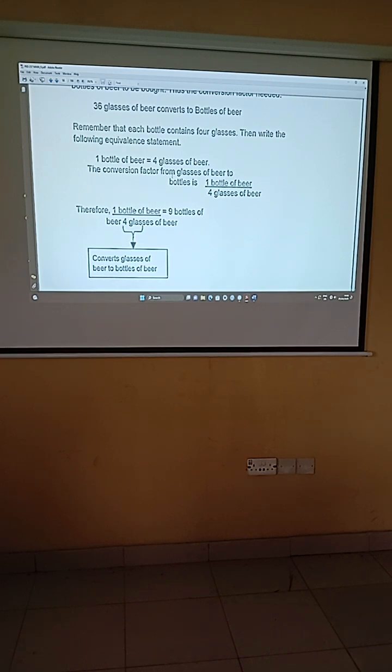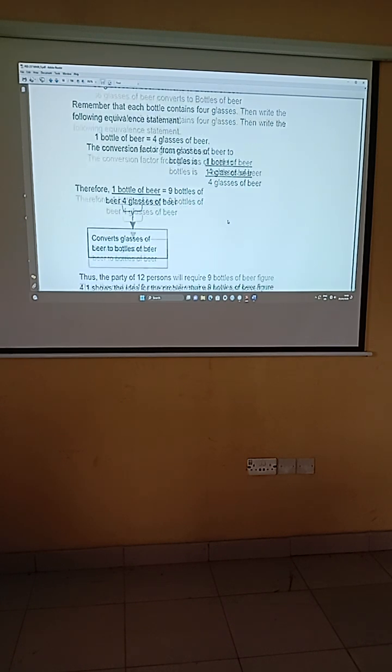Then the conversion factor from glasses of beer to bottle is 1 bottle of beer over 4 glasses of beer. So this is the conversion factor. Alright? The given is the one on top, the numerator. The desired is the one below, the denominator. So we have converted now from glasses to bottles.